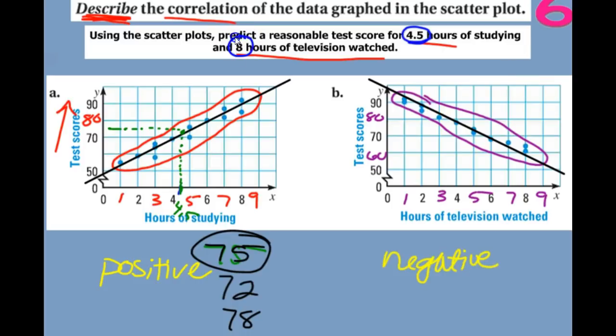Same thing here, but now we're looking at what happens if you watch TV for 8 hours or on your phone or your iPad. So we're not following it to a dot, we're following this to the line. Okay, here's the line, and I'm going to go over to the left. Mine is right at about 60, maybe a little bit below, maybe it's only 59. It all depends on how you draw your line. So pick an answer that matches your graph, and we're done.